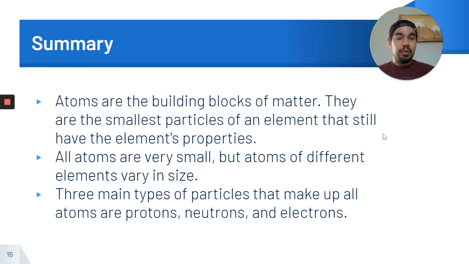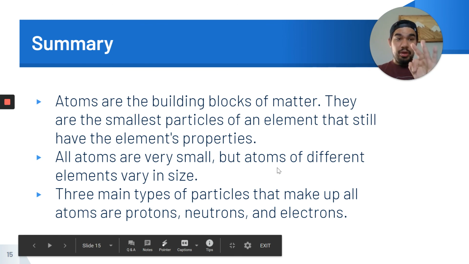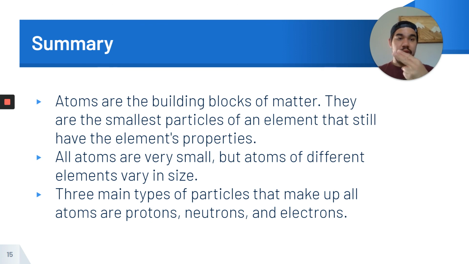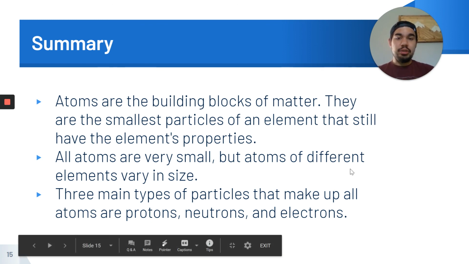Just as a quick summary, we know that atoms are the smallest building block of matter. They're the smallest particles of an element that still have that element's properties, right? Hydrogen is unique in its properties. It's going to be different than helium. Helium is going to be different than silver. Silver is going to be different than uranium, right? And we know what an element is based on the number of protons that it has. We know that atoms are all super, super small, but different atoms have different sizes. The three main parts of an atom are protons with positive charges, neutrons with neutral charges, and electrons with negative charges.